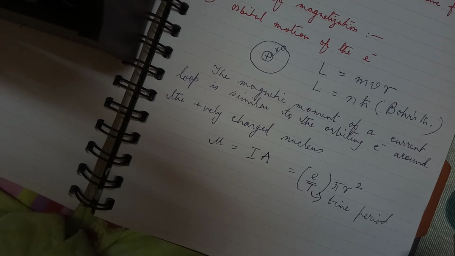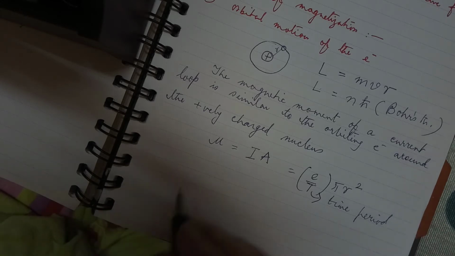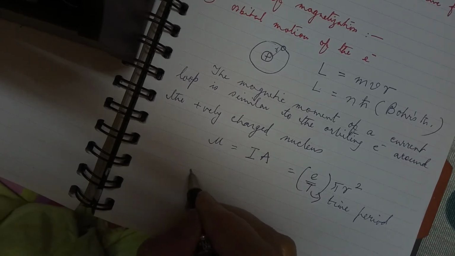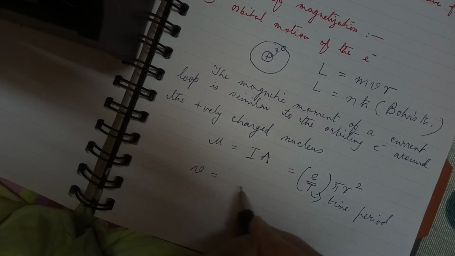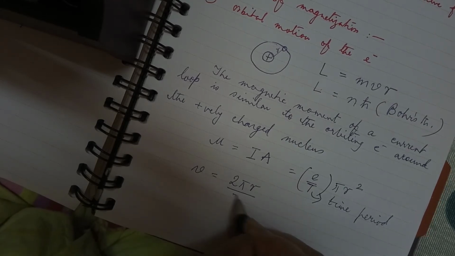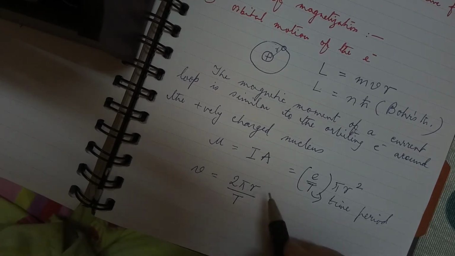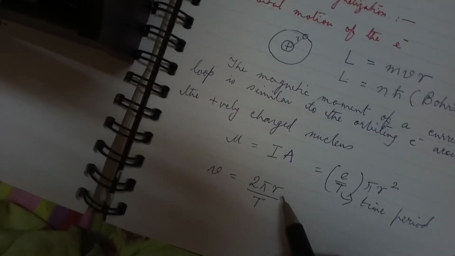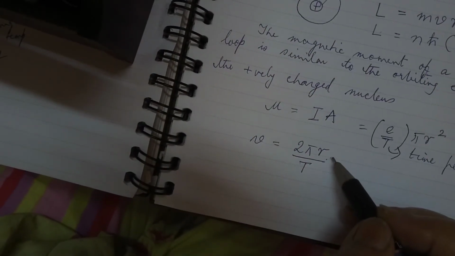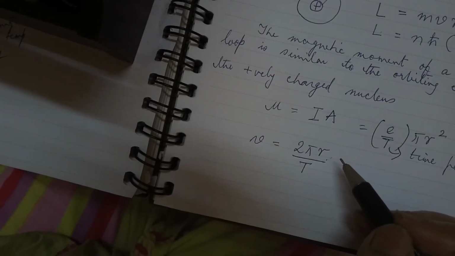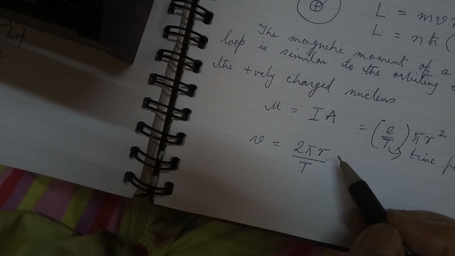Okay, all right. So now what is V? The velocity. How do we define velocity? It is circumference 2 pi r divided by t. Under this situation, V, the linear velocity, can be written as 2 pi r divided by t, isn't it? Okay, so that is V.